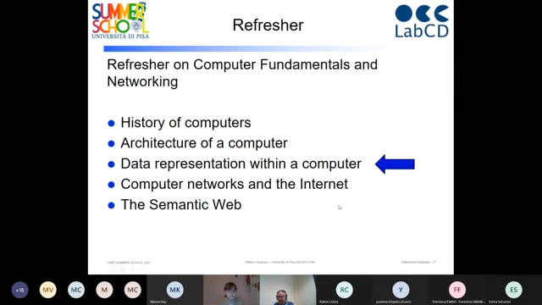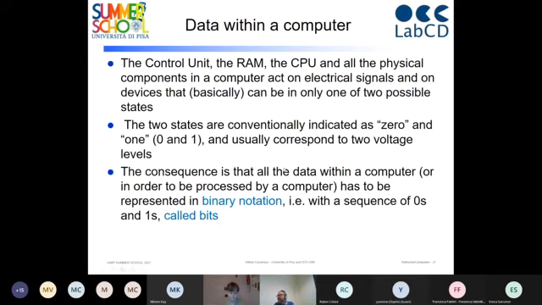With data representation within a computer, this is something that I think it should be good to know. I was saying before that at the machine level, if we go down, the information is really represented as 2 voltage levels, typically 0 volts and plus 5 volts. Now, clearly, we are not engineers. We don't care about the voltage. So conceptually, we associate these 2 possible states of the machine to state 0 and state 1.